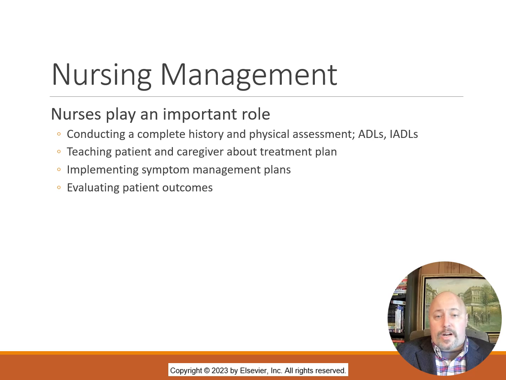The course of a chronic illness is often unpredictable and can profoundly affect the patient's family, lifestyle, and every activity of their daily living. And you as a nurse are going to play an important role in that, both assessing symptoms, identifying potential problems and potential limitations, and you're going to do that through a complete history and a physical assessment, and teaching the patient and caregiver about treatment plans and how to maximize both activities of daily living as well as the instrumental activities of daily living.